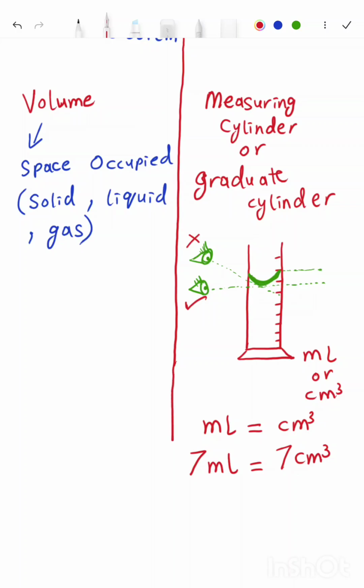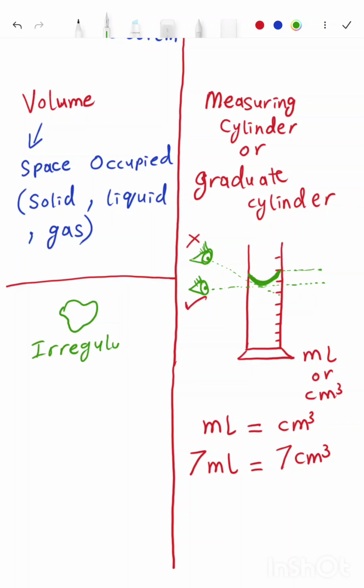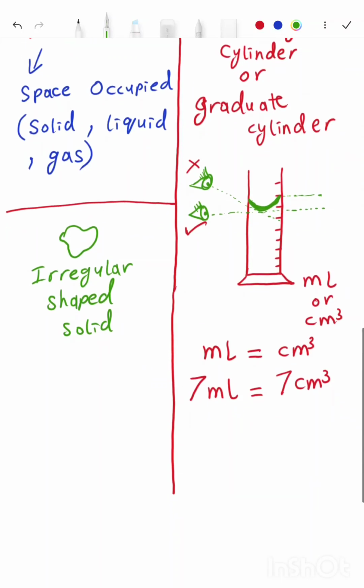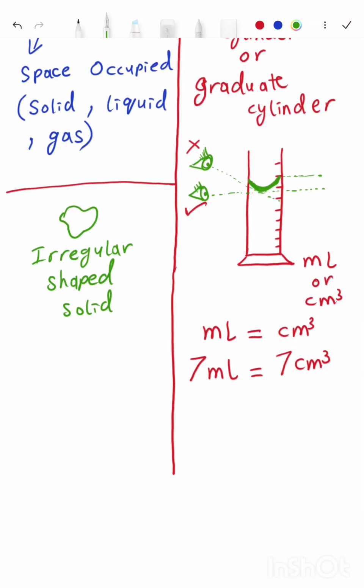Now for the case of solids, we can also use the measuring cylinder. How? Let us suppose I have a solid which is in an irregular shape, and I want to measure the volume of this irregular shaped object. This irregular shaped solid is quite different from regular shaped objects. Now what are regular shaped objects? The regular shaped objects are the known shapes.